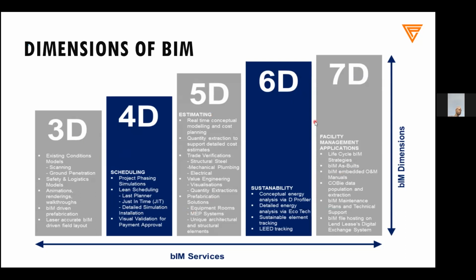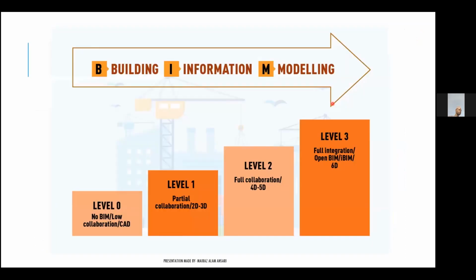So these are the different dimensions of BIM that, whenever a beginner starts, they should know: 3D, 4D, 5D, 6D, and 7D, right? So here it comes.